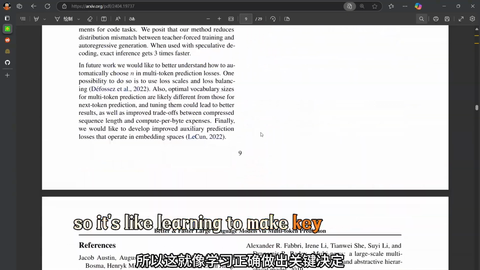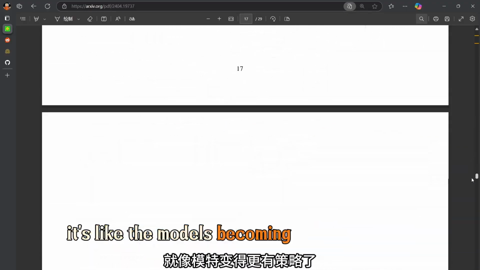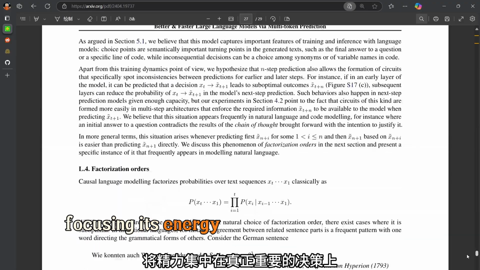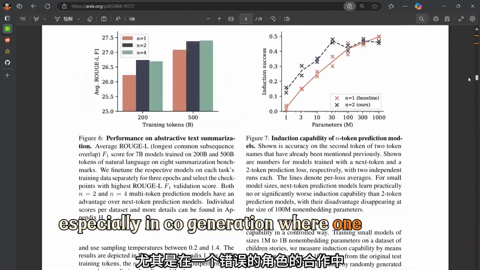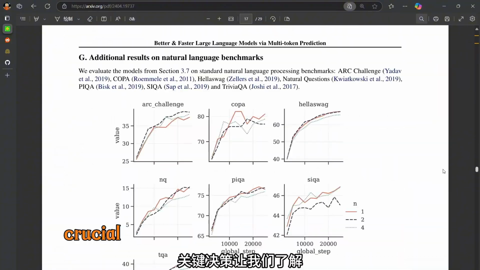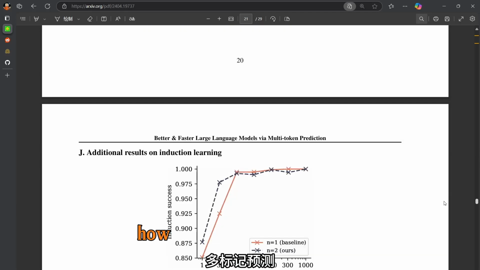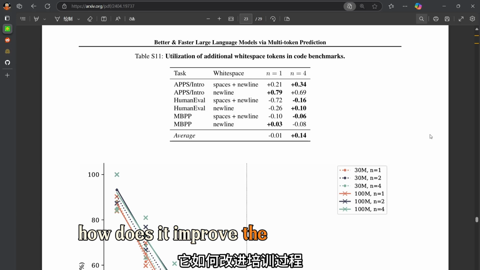So it's like learning to make key decisions correctly because they heavily influence what comes next. It's like the model's becoming more strategic, focusing its energy on decisions that really matter. That makes a lot of sense, especially in code generation where one wrong character can mess things up. You nailed it. And this ability to focus on crucial decisions gives us some insights into how multi-token prediction improves training. Okay, I'm all ears. How does it improve the training process?